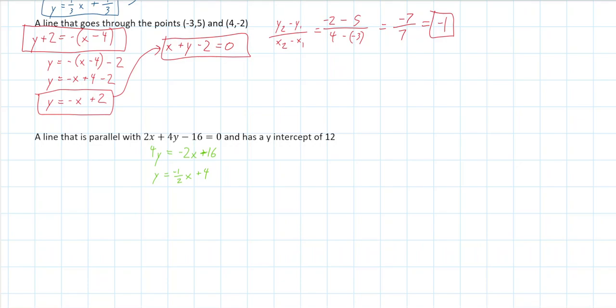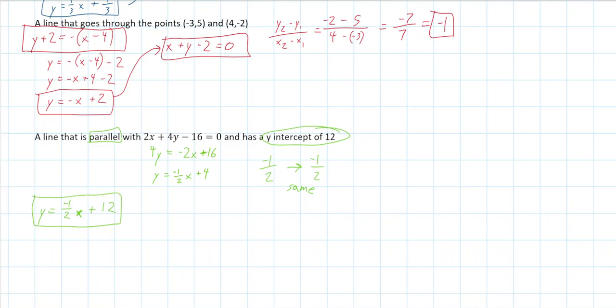Now that we have that, we know that the slope is negative 1 over 2. So that means the slope is going to be negative 1 over 2 because it's parallel. They are the same. Okay, so we know that is the slope, and we know the y-intercept is this. So y equals mx plus b, which is 12. Okay, this is our first equation.